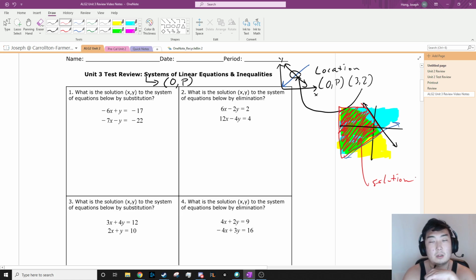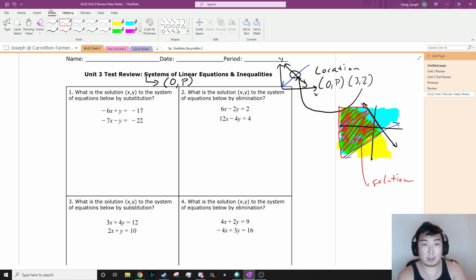So when we talk about these problems, we have to figure out what x is equal to and what y is equal to in the form of an ordered pair. We have to talk about the location. So let's look at number 2. I will be doing the evens so that you can try the odds by yourself. What is the solution, which is an ordered pair, of the system of equations below by elimination?